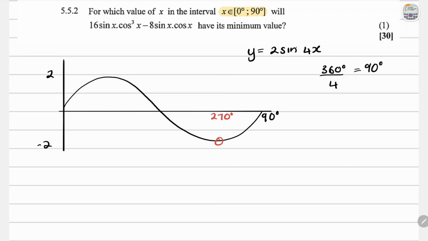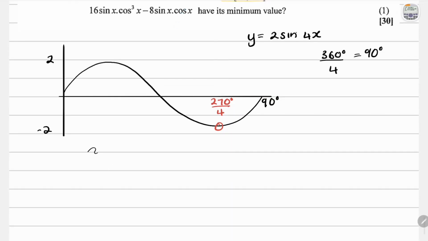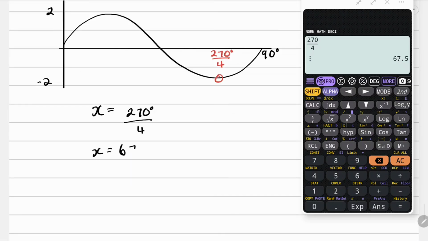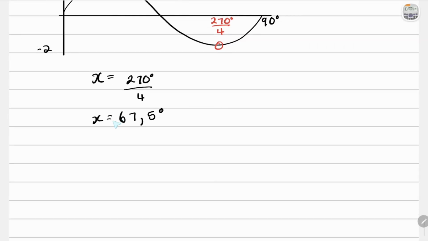So all these angles, all the answers that you used to have, are just going to be divided by 4. So it's 270 degrees divided by 4, and that's where that minimum is going to happen. So you can tell them that the minimum x value is that x is equal to 270 degrees divided by 4, and then we just find out what exactly that is, which is 67.5 degrees. That's what that minimum is going to be, the x value of that minimum.